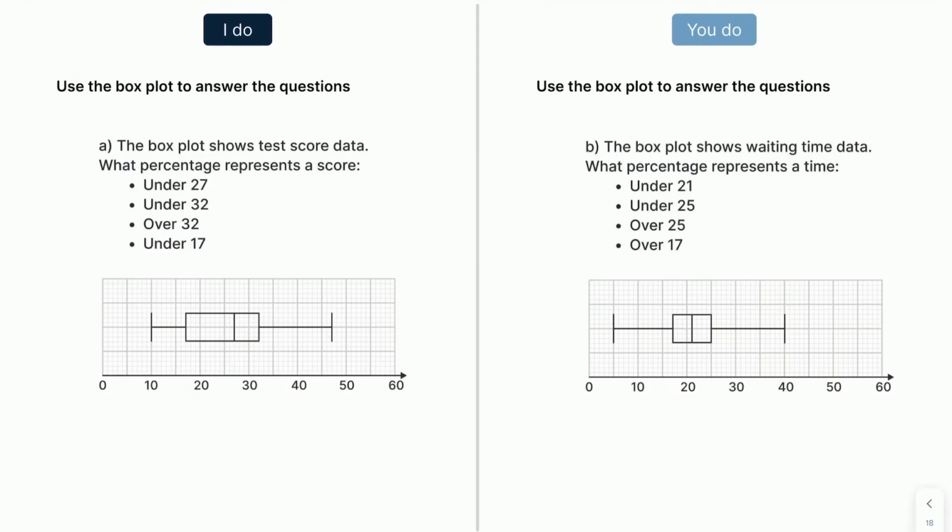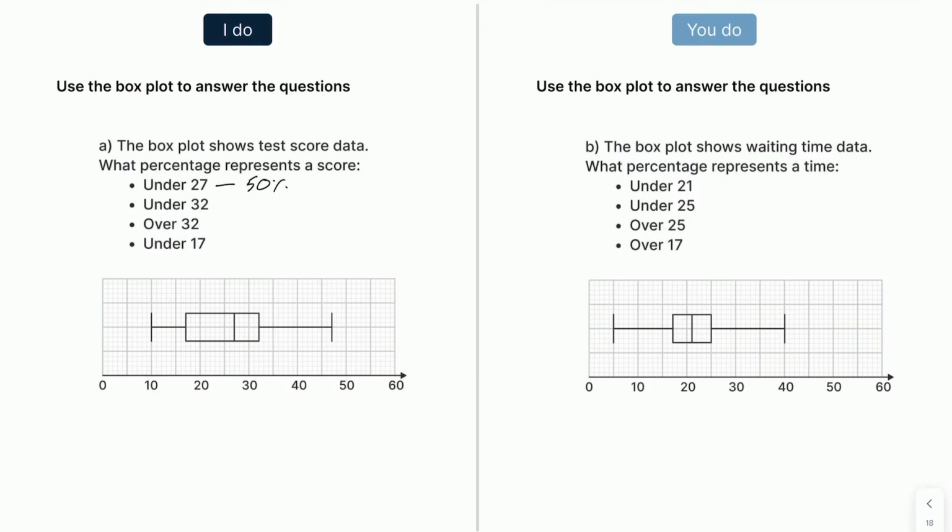What percentage represents a score under 27? So if you look at the box plot, where is 27 on the box plot? Well, 27 is right there. What do you know about that point? That is the median. Okay, and the median represents half the data. So in this case, that is going to be 50%.